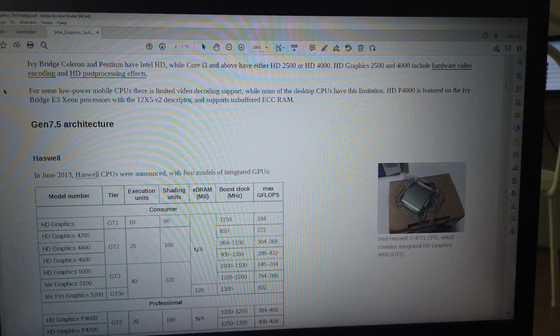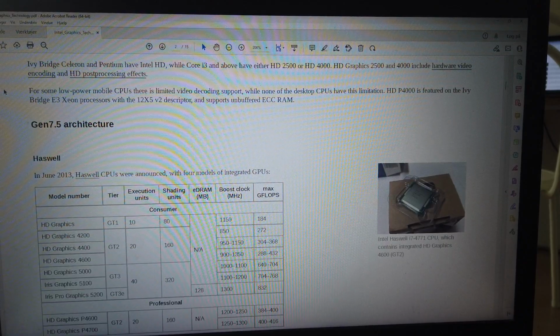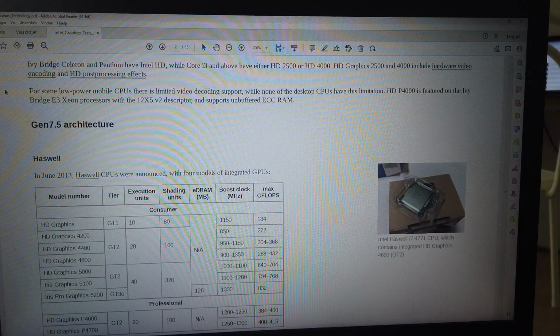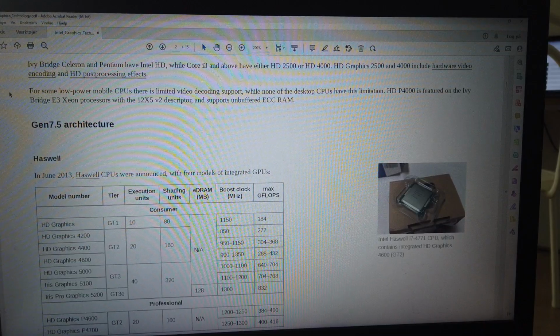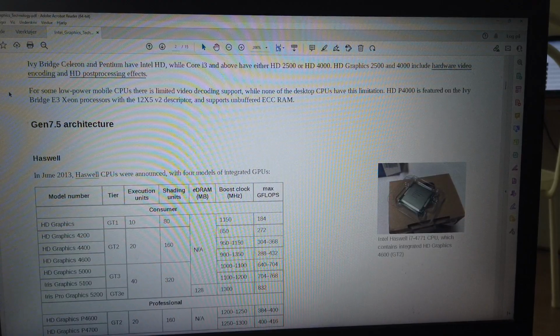For some low-power mobile CPUs there is limited video decoding support, while none of the desktop CPUs have this limitation. HD P4000 is featured on the Ivy Bridge E3 Xeon processors with the 12x5 v2 descriptor, and supports unbuffered ECC RAM.